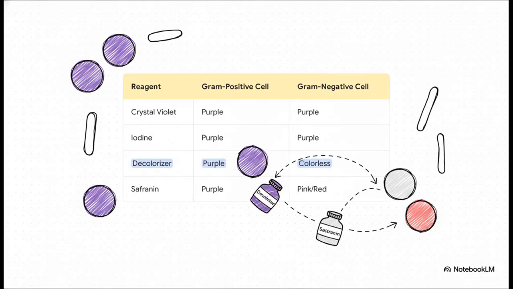Okay, check this out, because this table shows you exactly where the magic happens. After the first two steps, right, the crystal violet and the iodine, everything's purple, no difference. But then comes that decolorizer, and bam, look what happens. The gram-positive cells, they stay purple, but the gram-negative cells, they become totally colorless. And that right there, that's the whole trick. Now they're a blank slate, ready to soak up that final pink stain.